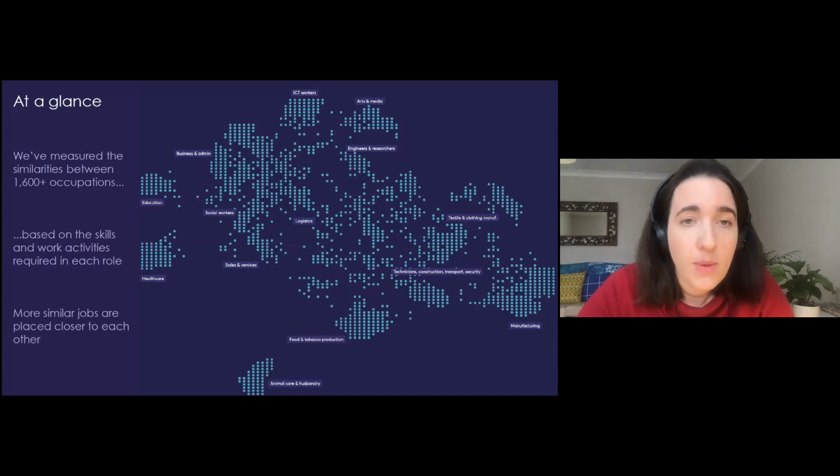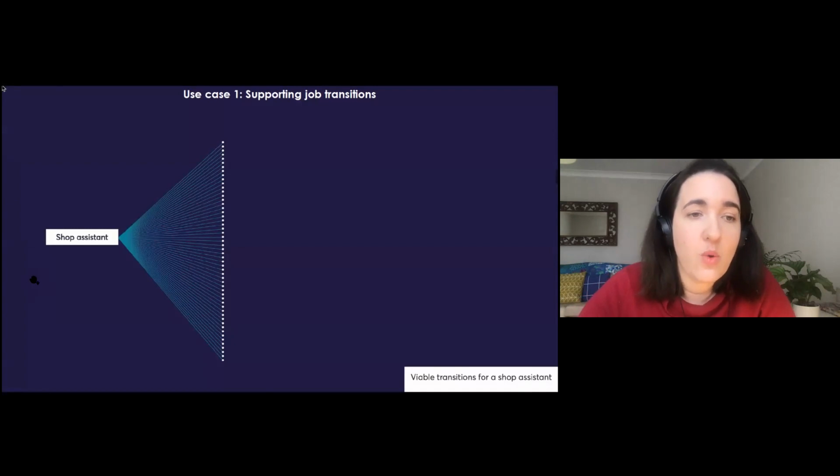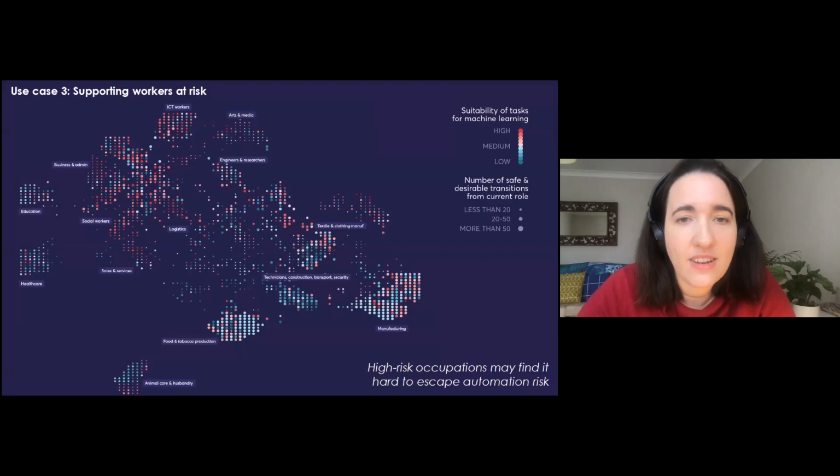So perhaps we just skip the next slide because that's a video that doesn't play, unfortunately, but it's on our website, and it considers the case of a shop assistant who's looking to change jobs and shows what their options are and explains why the viable transitions are viable, etc. If we just go to the last, the use case 3, thanks.